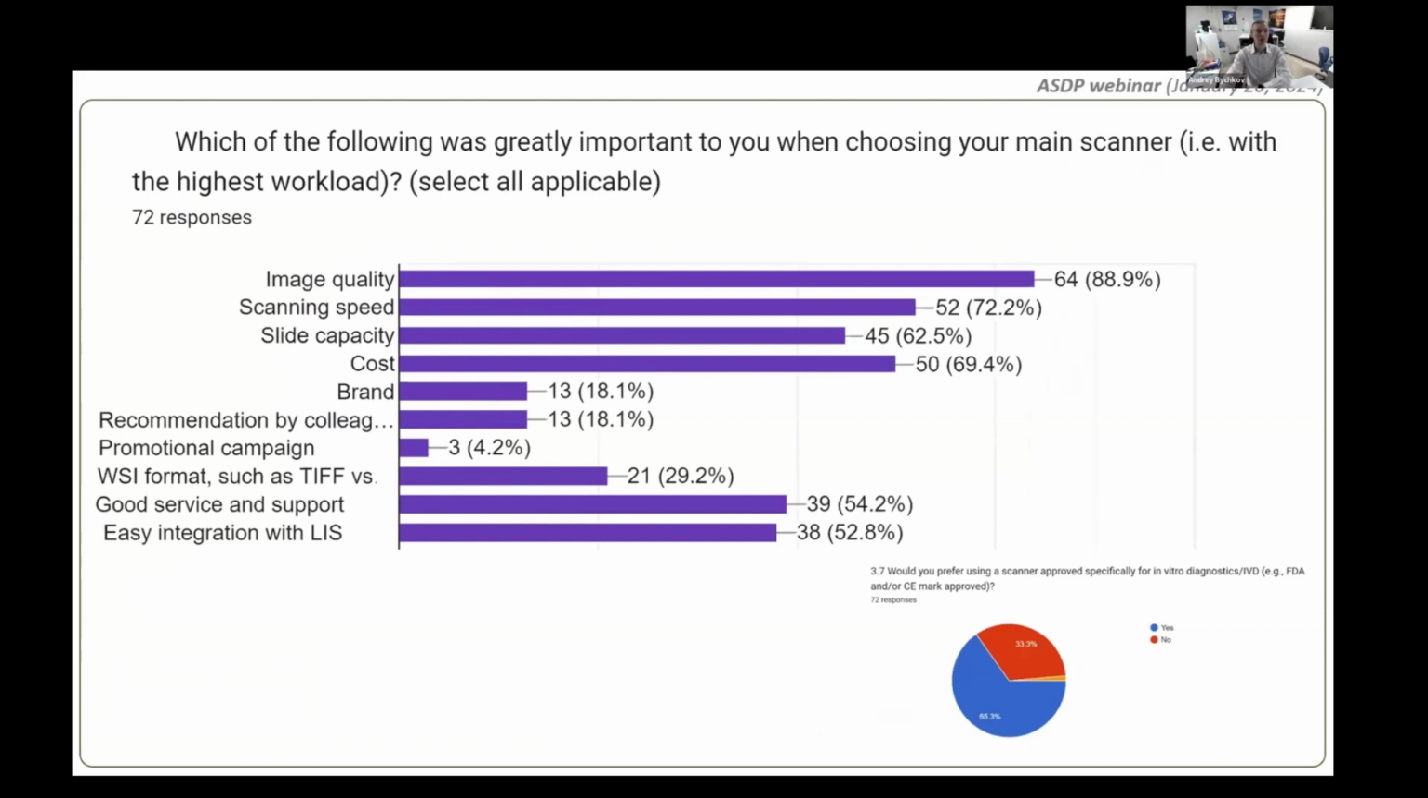What led you to choose your main scanner? This is one of the most common questions we are having in personal communication or at academic events. When I say the main scanner, it is the one with the highest workload. The top 4 choices clustered here were image quality, scanning speed, cost, and slide capacity, followed by good service, easy integration with LIS and workflow, and also important was to mention whole slide image format.